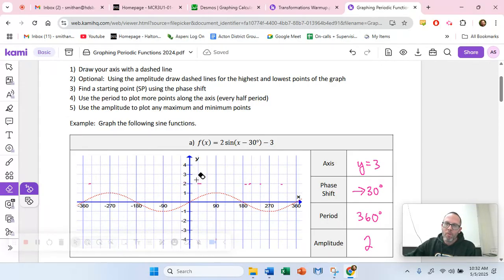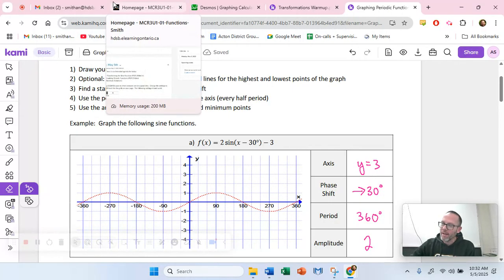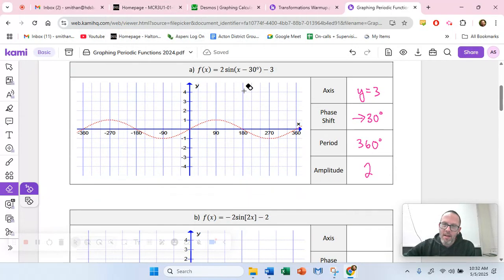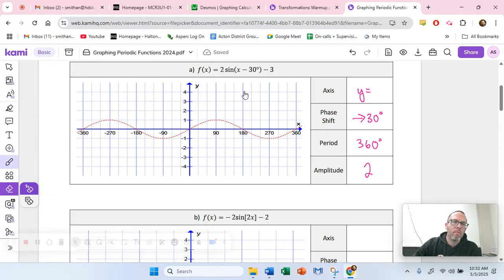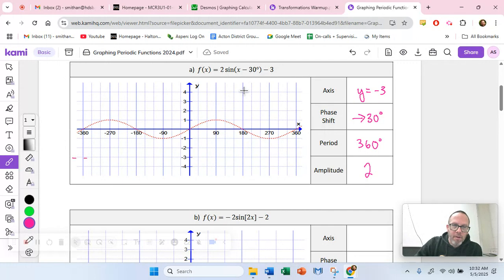Thanks, Kervin. Glad you pointed that out. We're going to leave that in the YouTube video because we all make mistakes. The axis is -3. We draw the axis at -3. If you already drew it at 3, my apologies.